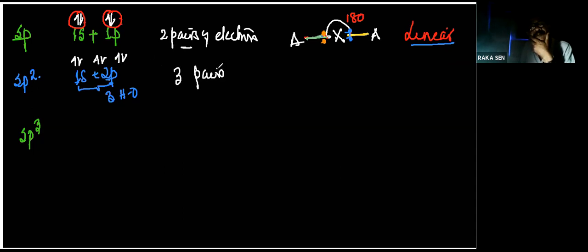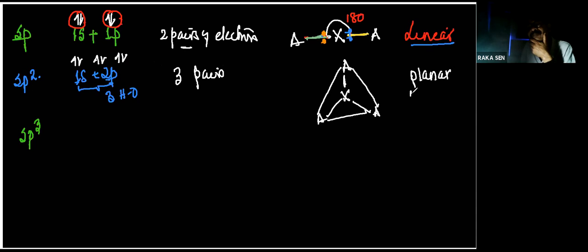So 3 pairs. What is the geometry that will give minimum repulsion? Now it will be like this. I have the central atom here. I'll have A here, A here, and A here. If you connect all of them, there will be a planar triangle geometry. What will be the angle? 120. All the angles will be 120.